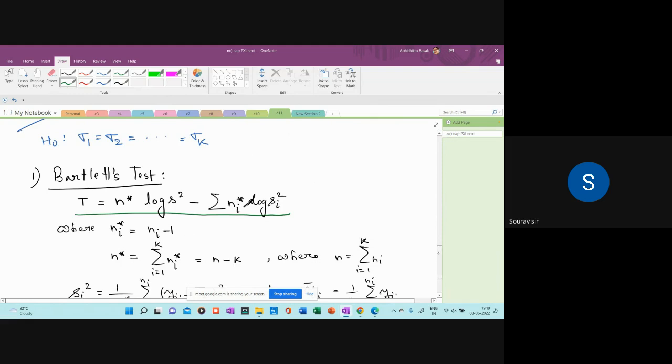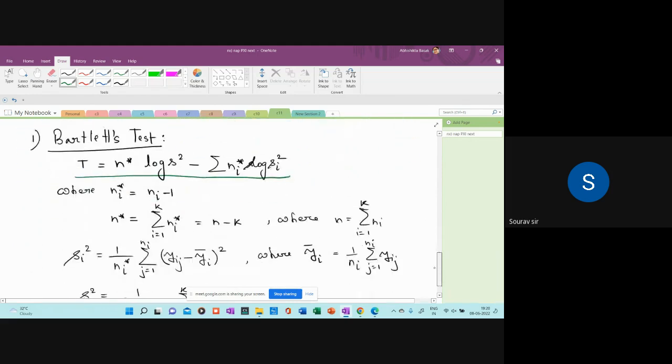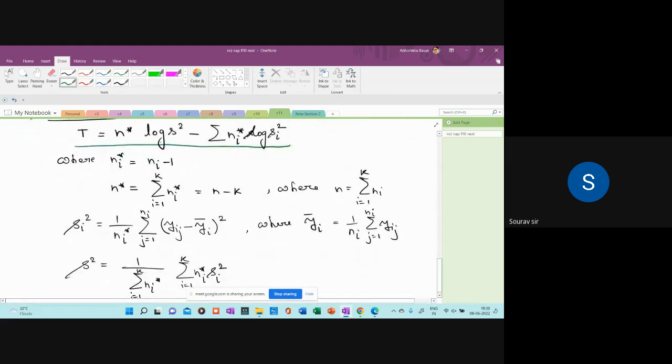If you can see, this Ni is basically the number of observations in the i-th group, where i runs from 1 to k, and j runs from 1 to Ni. So these are the suffixes. Ni star is Ni minus 1. So instead of writing Ni minus 1, I have just reduced it to Ni star, and N star is summation over Ni star, that is summation over Ni minus 1, which will give you N minus k, because N is summation over Ni, that is the total number of observations, the total number of Yij present in my data set, which I am considering to be an array type data set.